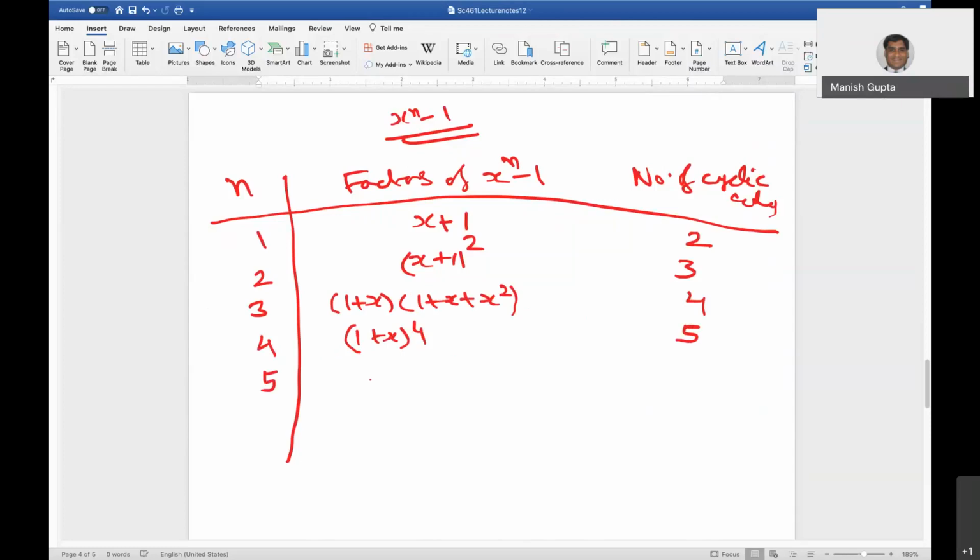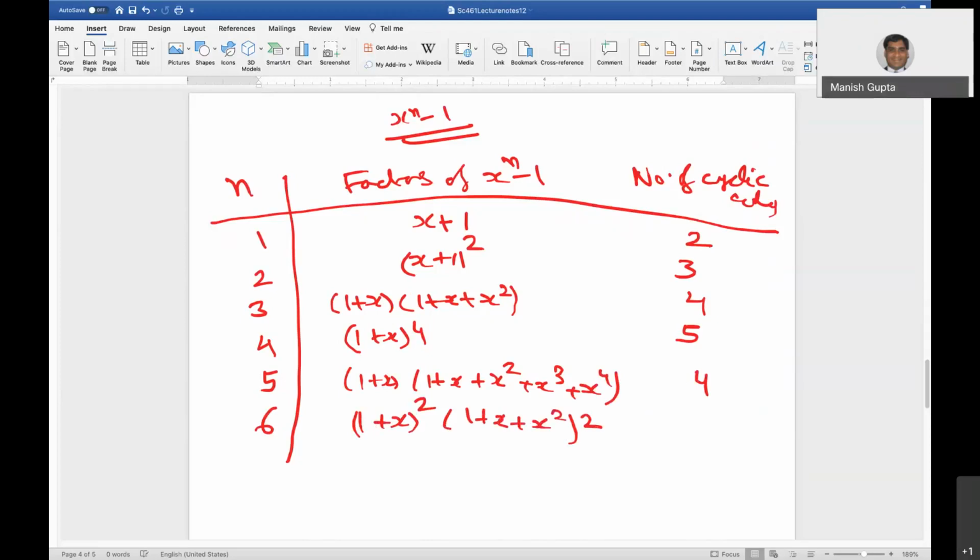When n is equal to 5, products are 1 plus x, 1 plus x square plus x cube plus x raised to power 4. Okay. And number of cyclic codes are 4. When n is equal to 6, factors are 1 plus x whole square and 1 plus x square whole square. And number of cyclic codes are 9.